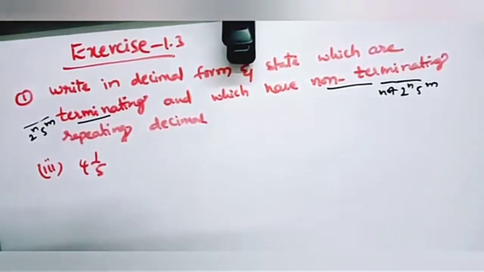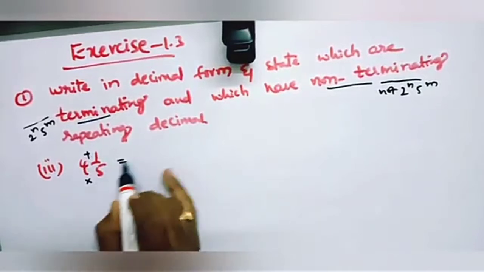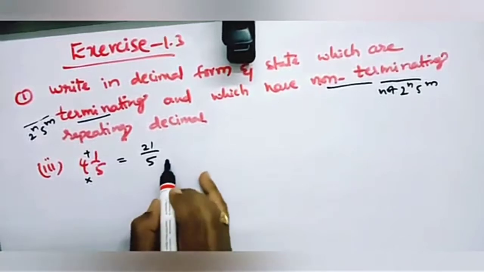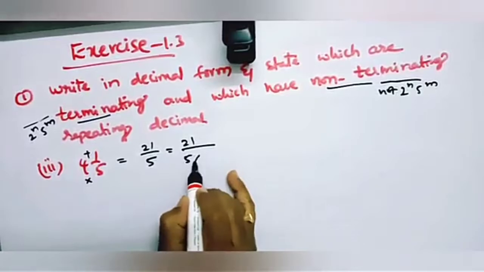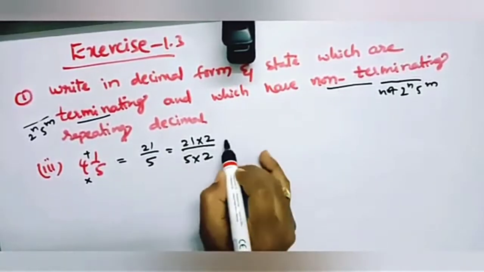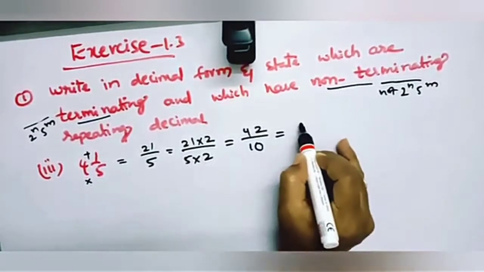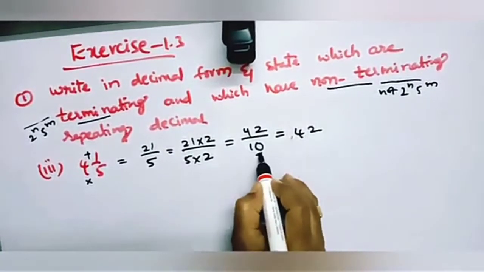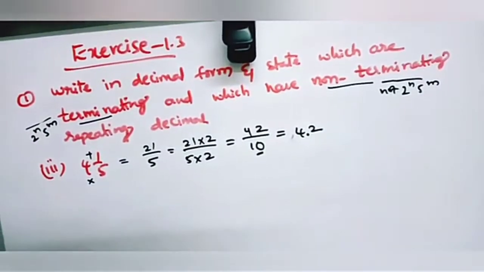Third one, 4 and 1 by 5. Convert the mixed fraction into improper, that is 5 times 4 is 20 plus 1, 21 by 5. Now here the denominator is 5, so we require 2 to get the 10 in the denominator. So multiply the numerator also with 2, that is 2 ones are 2, 2 twos are 4, by 5 times 2 is 10. 42 by 10 is nothing but 42, write the number as it is. Then here 1 digit is there, so you should put the point after 1 digit, that is 4.2.